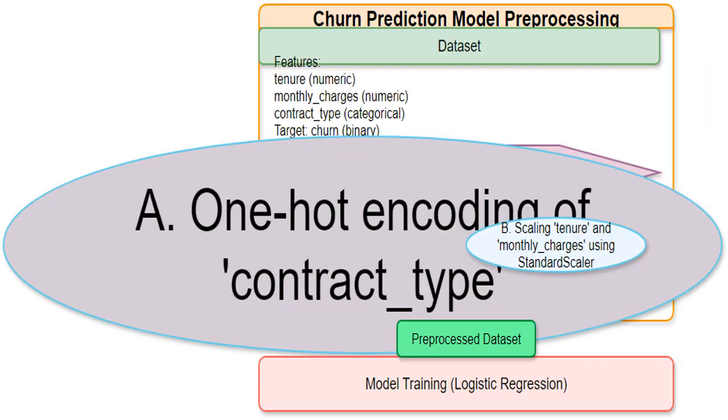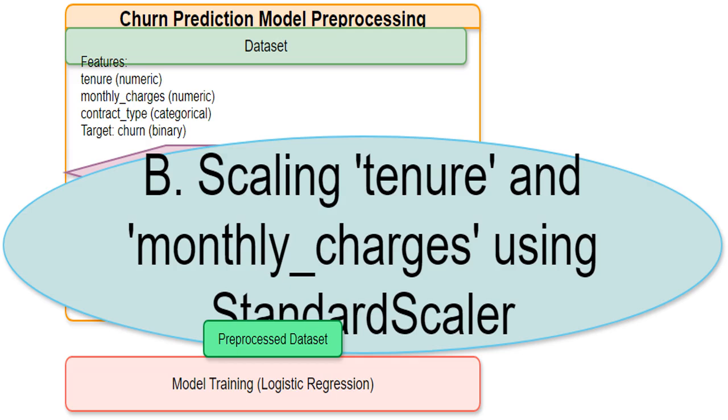After preparing the data, I'll train a logistic regression model. This is a great choice for binary classification problems like this one, where I'm predicting whether a customer will churn or not. This refers to the dataset after the cleaning and transformations that I will perform, scaling, one-hot encoding. It's the ready-to-use dataset that I will give to the model for training.